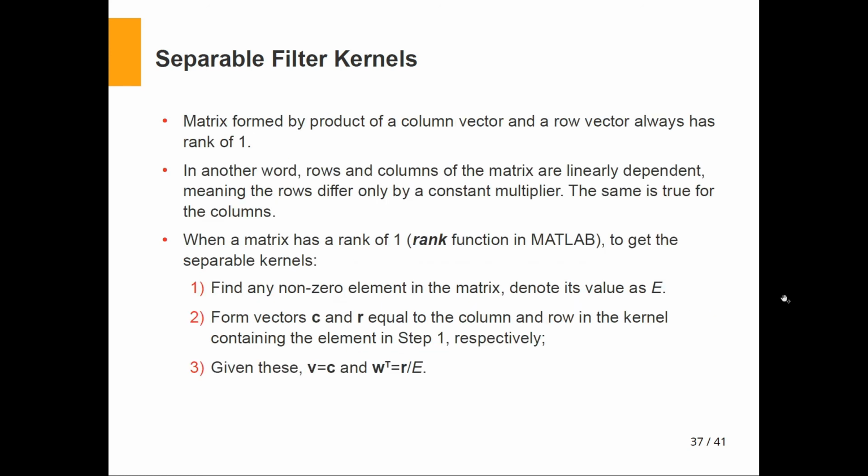Now that we learned this, let's see how we can create separable kernels based on a kernel. To do that, first we need to verify if the kernel is separable to begin with. Usually the matrices that are formed by a product of a column vector and a row vector always have a rank of 1. In other words, the rows and columns of such matrices are linearly dependent, meaning that the rows only differ by a constant multiplier, and again, columns are only different by a constant multiplier.